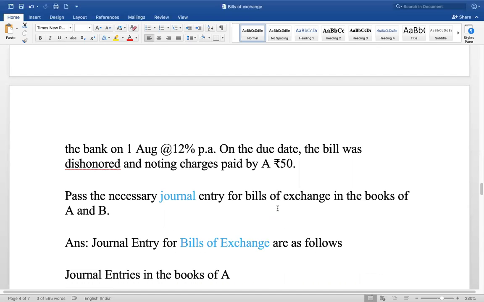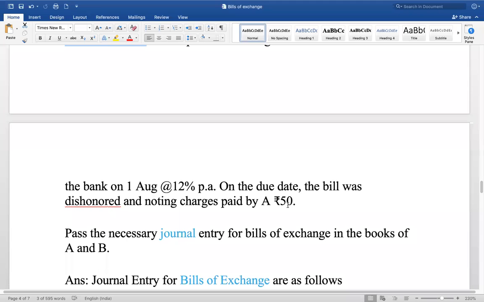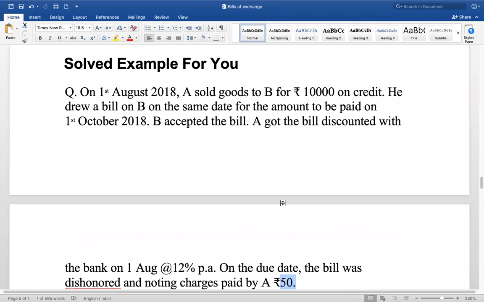Okay, he took the bill to the banker and said, sir, I want money. You take this bill and discount it. You deduct whatever you can deduct and pay me the remaining amount. So on 1st August, it is being discounted at 12%. On the due date, the bill was dishonored and noting charges paid by A, 50 rupees.